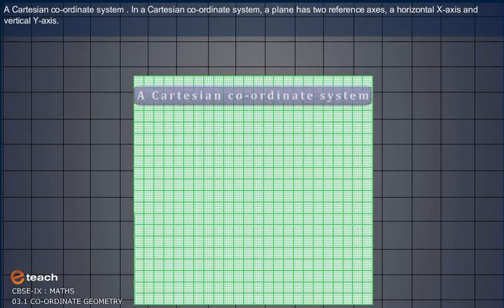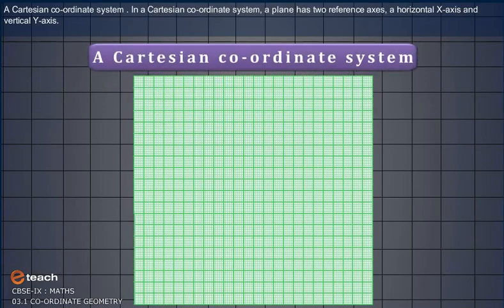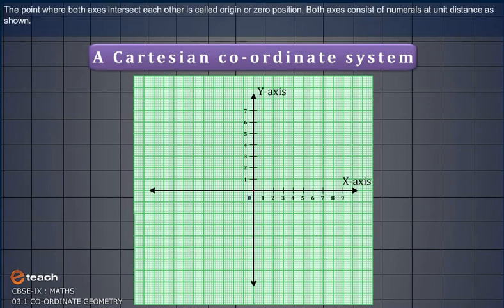In a Cartesian coordinate system, a plane has two reference axes, a horizontal x-axis and a vertical y-axis. The point where both axes intersect each other is called the origin or zero position. Both axes consist of numerals at unit distance as shown.